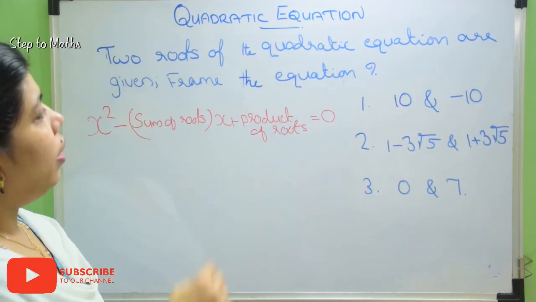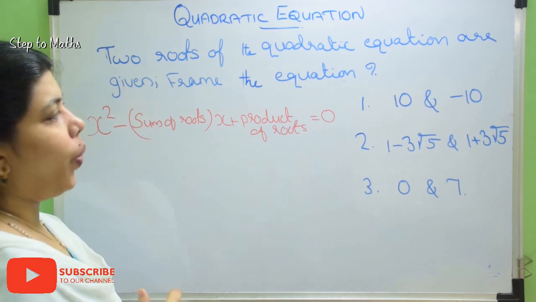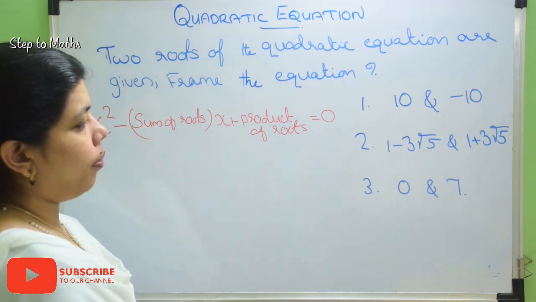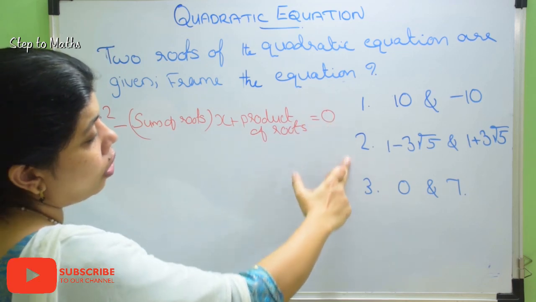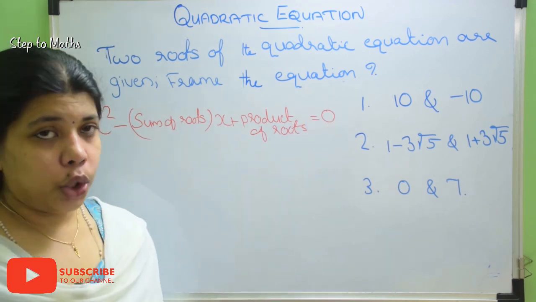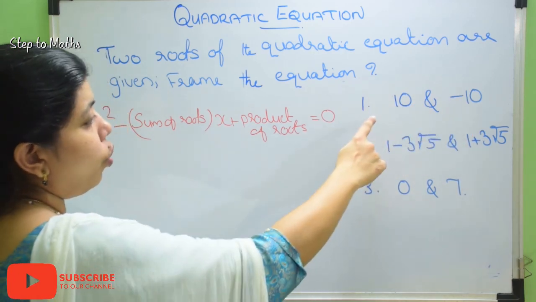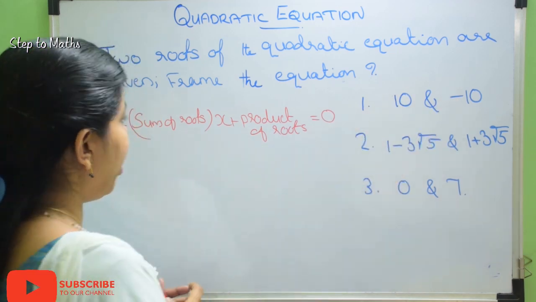3. Next question. Two roots of the quadratic equations are given. Frame the equation. 3 sets of roots are given. Take the first one. The roots of a quadratic equation are 10 and minus 10.